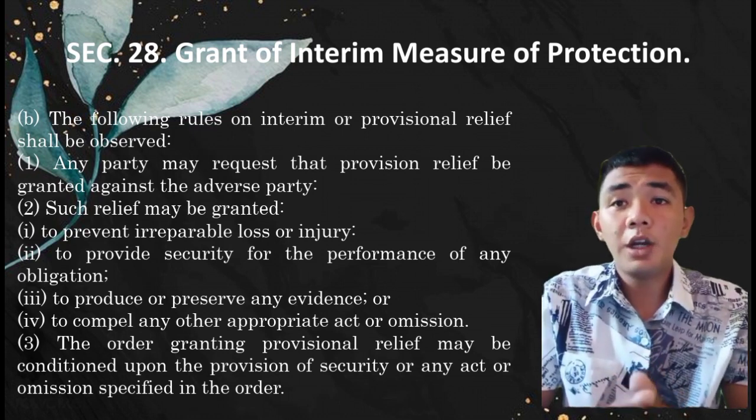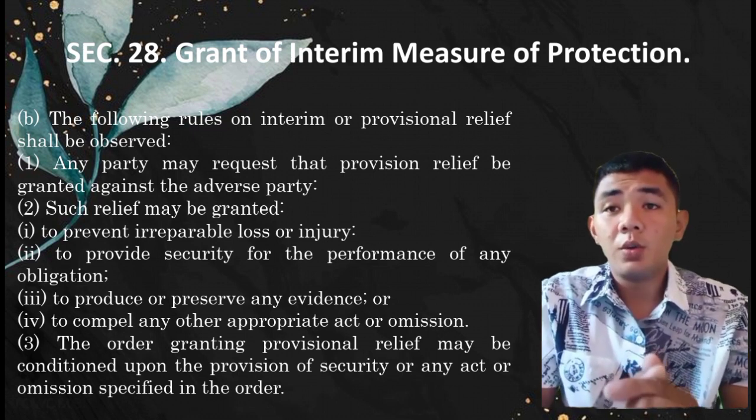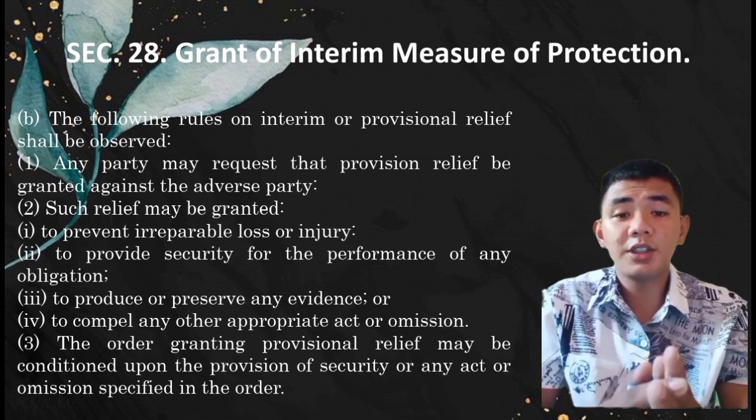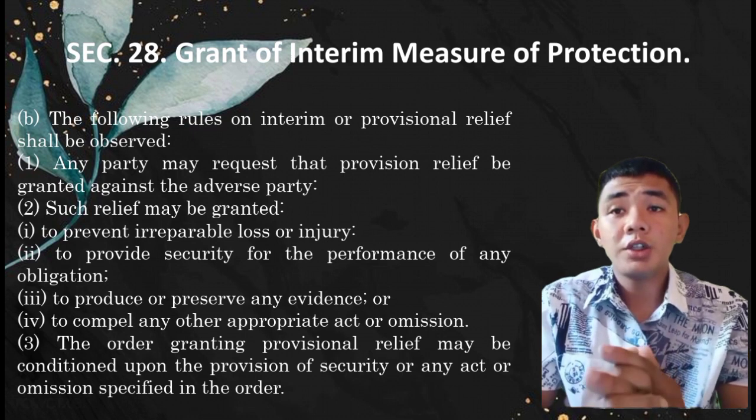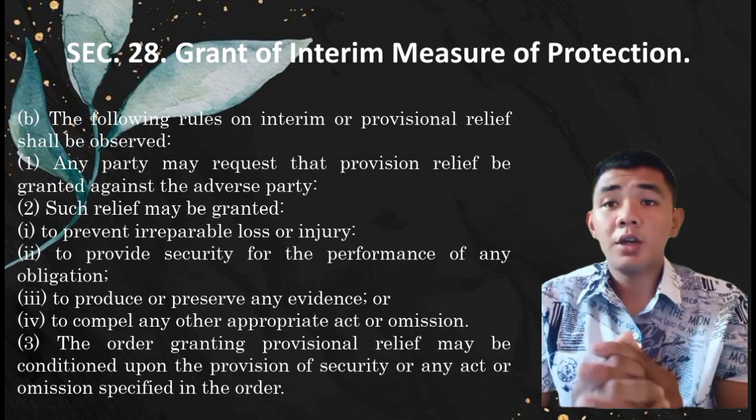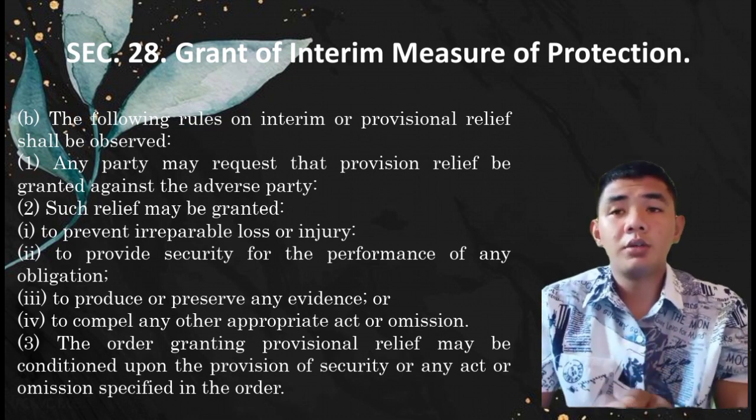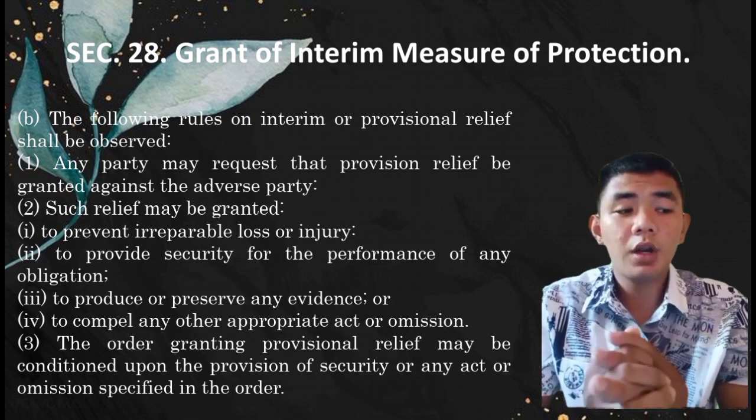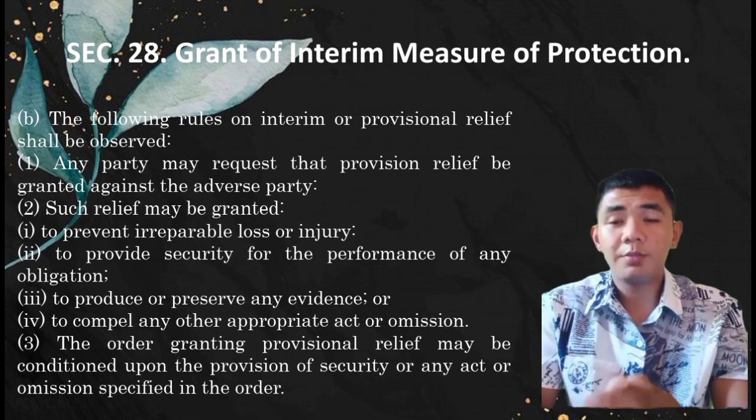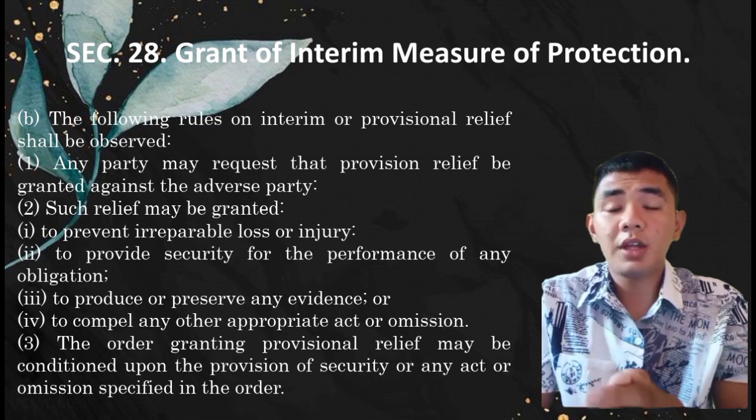Paragraph B. The following rules on interim or provisional relief shall be observed. 1. Any party may request that provisional relief be granted against the adverse party. 2. Such relief may be granted to prevent irreparable loss or injury. It is necessary to secure ourselves, especially if there's a threat from the other party. And next is to provide security for the performance of any obligation.